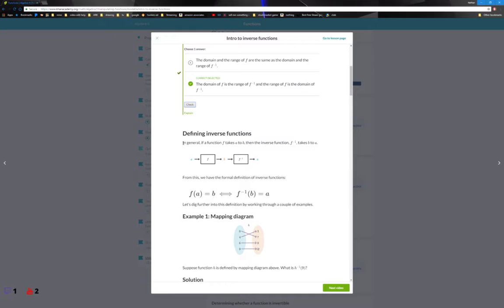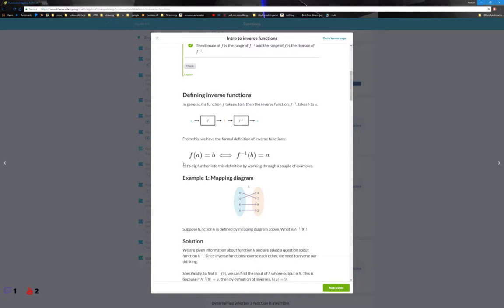Defining inverse functions. In general, if a function f takes a to b, and then the inverse function f inverse takes b to a, from this we have a formal definition of inverse functions. So a, put it into f and you get b, put it into f inverse and you get a again. So this is our definition for inverse functions right here.